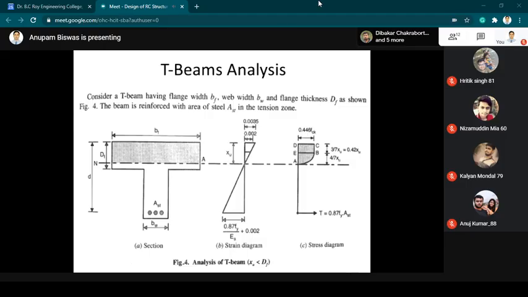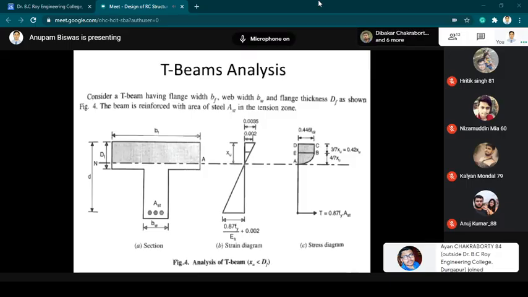So two sections are there, and the maximum stress at the compression is 0.446 fck, and the compression is acting at a position of 0.002 strain level. That is at a depth of 0.42 xu, that is 3 by 7th of xu. And from there, the distance to the neutral axis is 4 by 7 xu. Okay, and the value of tension is 0.87 fy Ast.